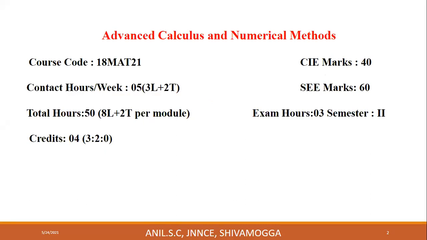Title of the subject is Advanced Calculus and Numerical Methods. This is the subject I'm going to handle for your class. Course code is 18MAT21. You remember this, 18MAT21. There will be 40 marks for internals and 60 marks for external examination. External examination will be conducted for 100 marks and then it will be reduced to 60.